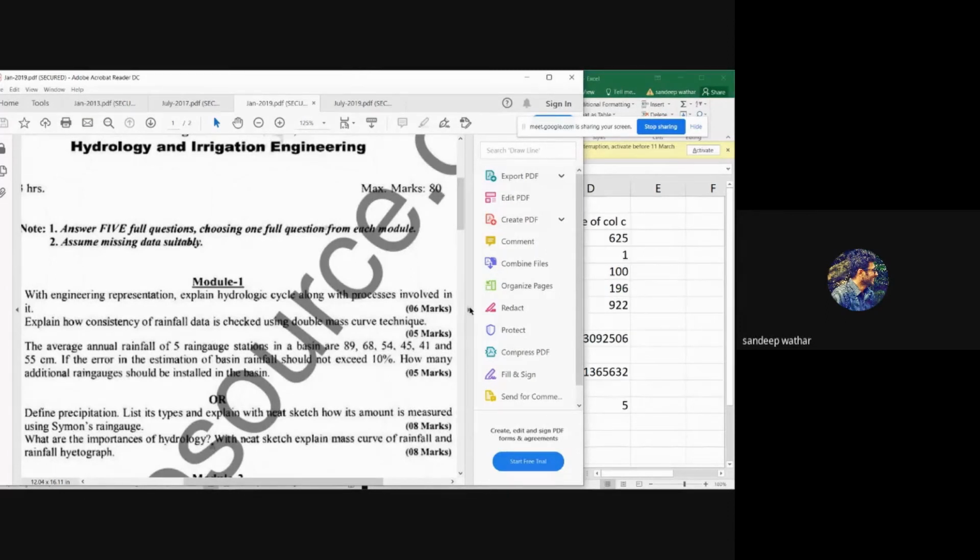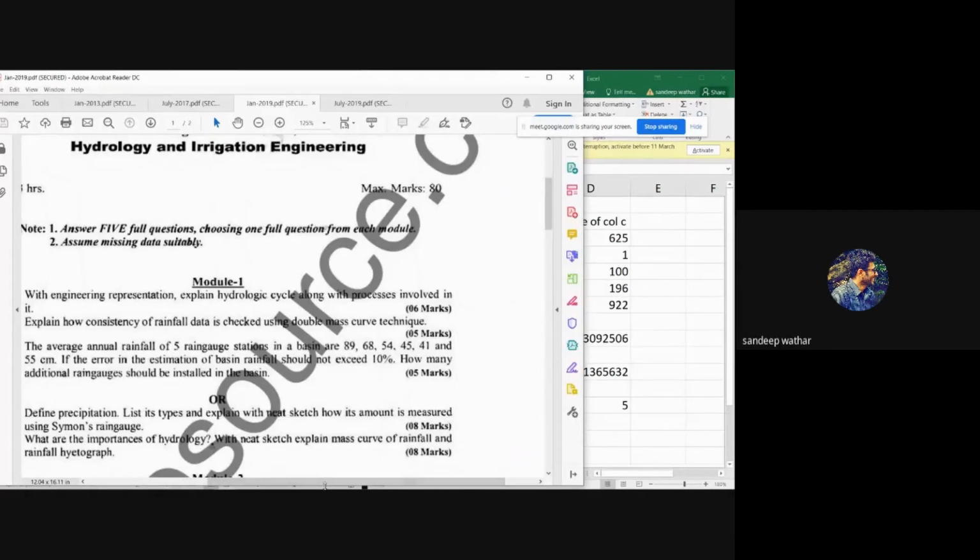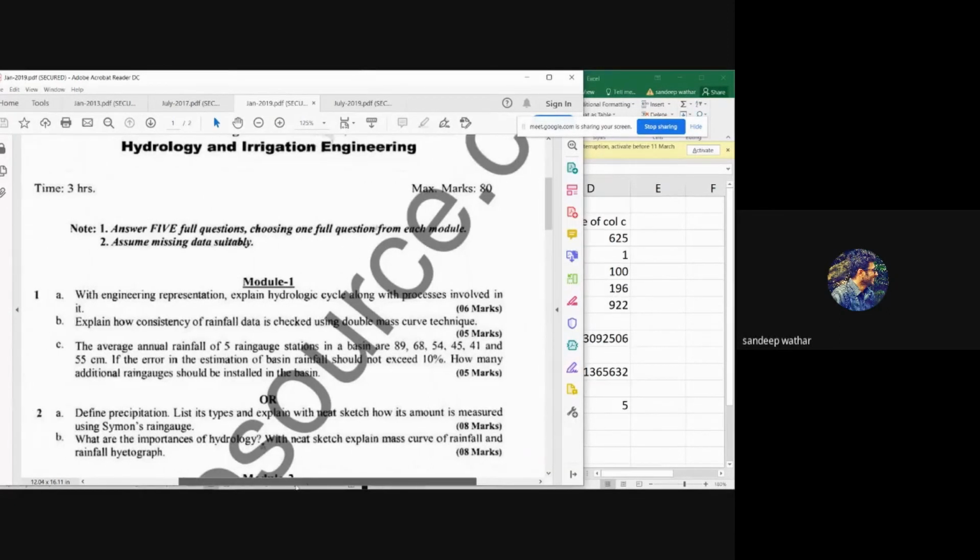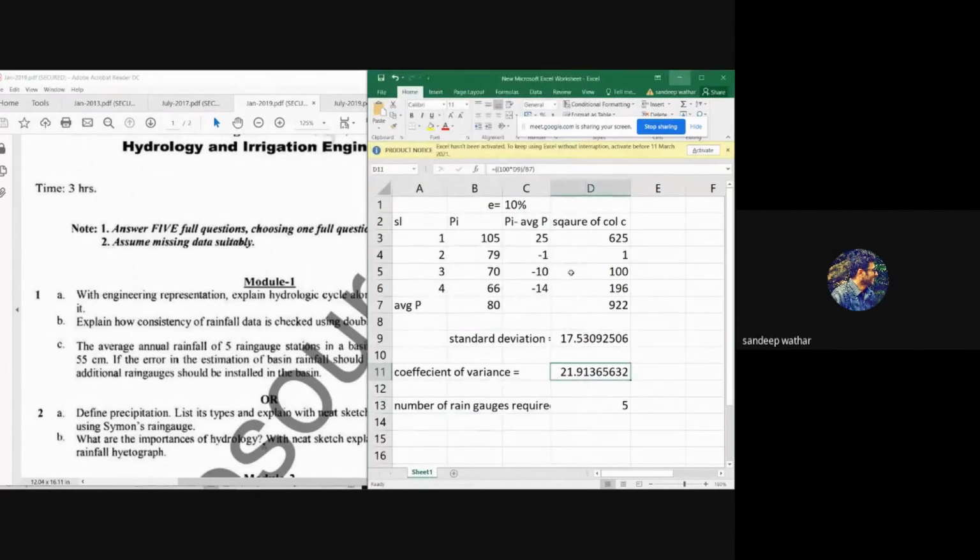So what you must do is take the question paper, which I'm going to upload in the classroom, and try to solve it. If you have any doubt in this, you ask me, and I'll give you 5 minutes to verify all the values that I calculated. So quickly, note down this problem. Try to solve these values and tell me the standard deviation, coefficient of variation, and number of rain gauge stations required. I'll give you 5 minutes. Please start solving.